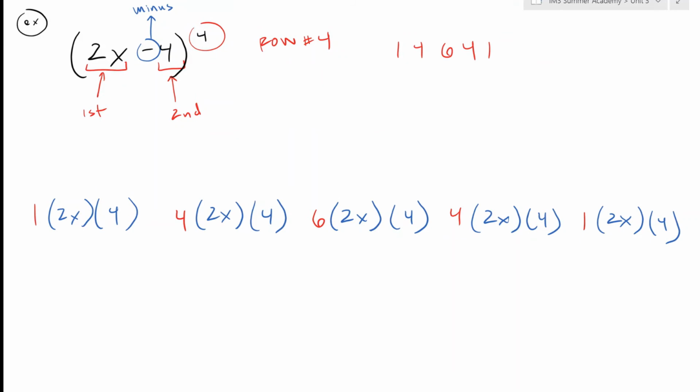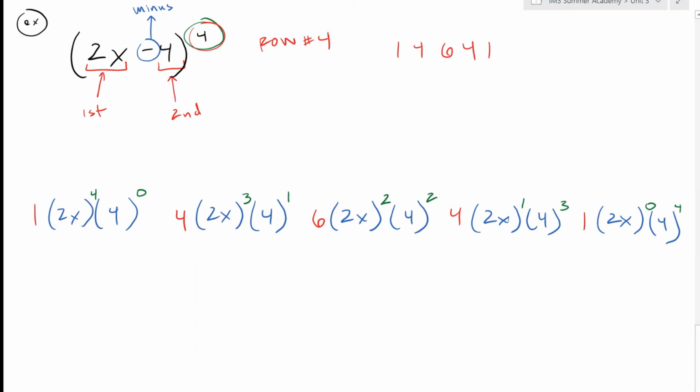And remember the patterns when it comes to the exponents. The first piece starts up high at the exponent 4, works its way down 3, 2, 1, and 0. The second piece starts at 0 and works its way up 1, 2, 3, and 4.